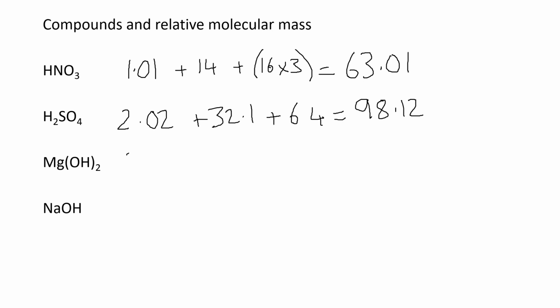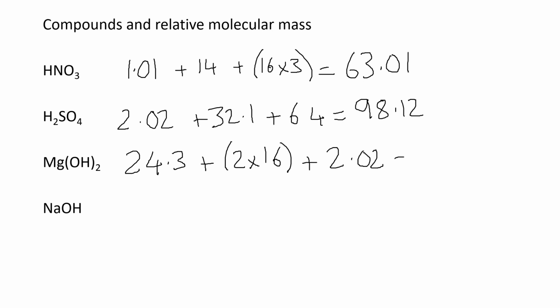Magnesium hydroxide, you've got 1 magnesium, which is 24.3. Then you've got oxygen in the brackets, but we're timesing it by 2. So that's 2 lots of oxygens, that's 2 lots of 16. And then also inside the brackets, we've got hydrogen, which is 1.01, but we're timesing it by 2. So that's 2.02. And that comes out as 58.32. I'm not rounding these, I'm just giving them as they are.